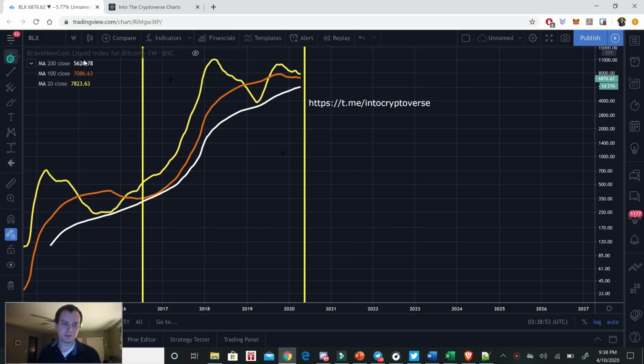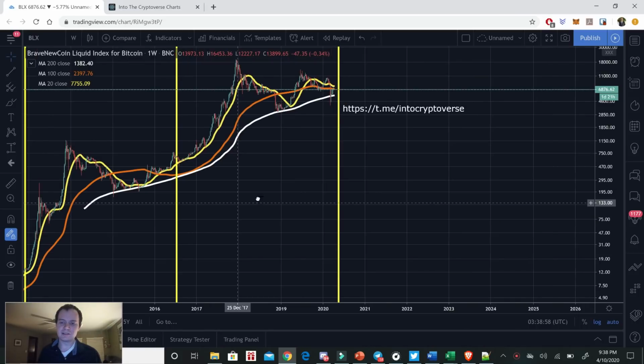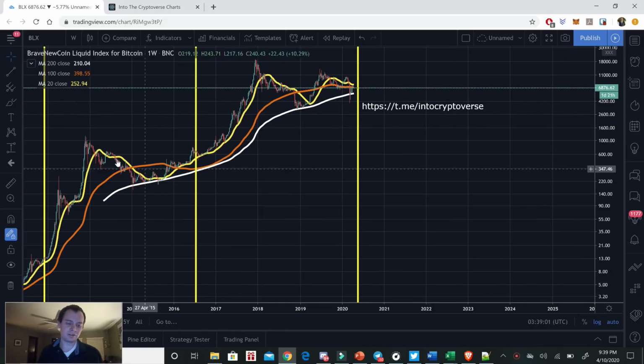So we're just going to briefly look at some of the price action that's going on. So let me put the price back on here. You can see over the long term how significant, if you followed this channel at all, we've talked about the 20 week, the 100 week, and the 200 week extensively. We've had videos where we talk about the 50 week and the 300 week as well. But ultimately, these three are the primary ones that I use.